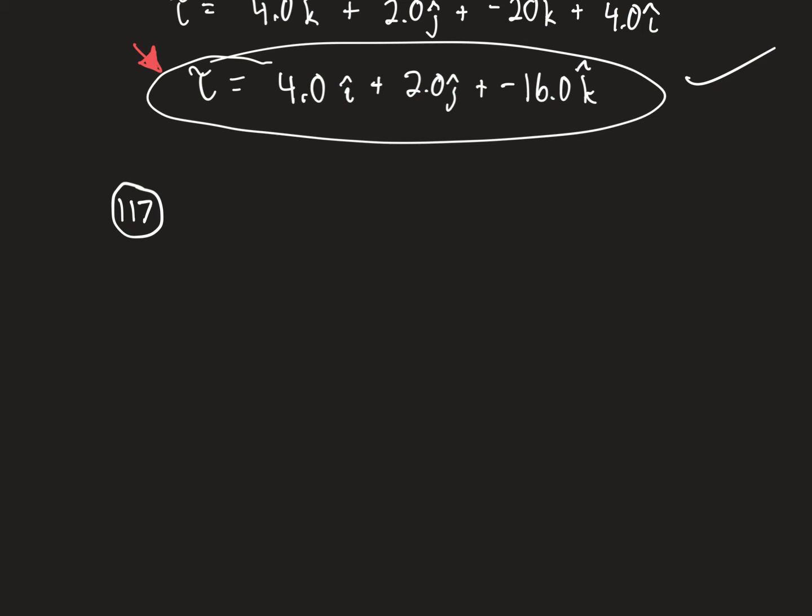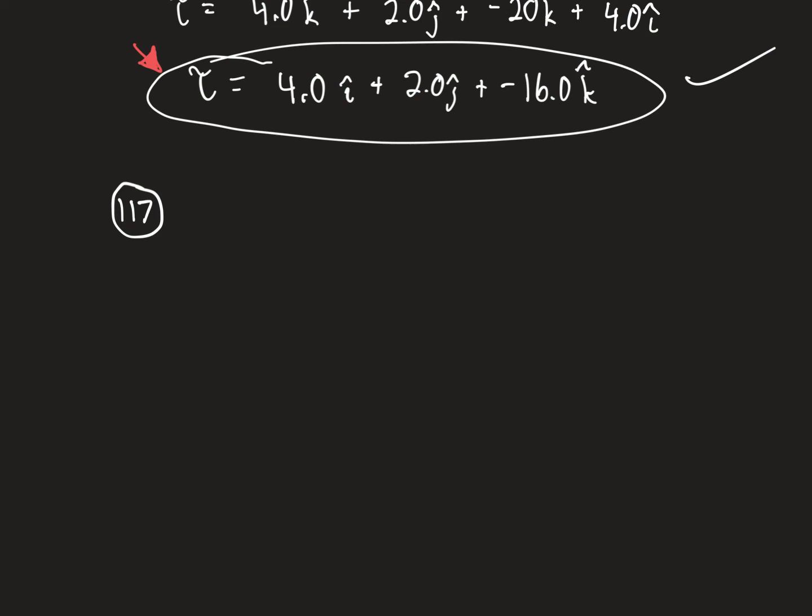Number 117, you have 2 children push on opposite sides of a door during play. I don't know why they write it like that. 2 kids are playing. Both push horizontally and perpendicular to the door. One child pushes with a force of 17.5 newtons at a distance of 0.6 meters from the hinges, and the second child pushes at a distance of 0.45 meters. What force must the second child exert to keep the door from moving and assume friction is negligible?